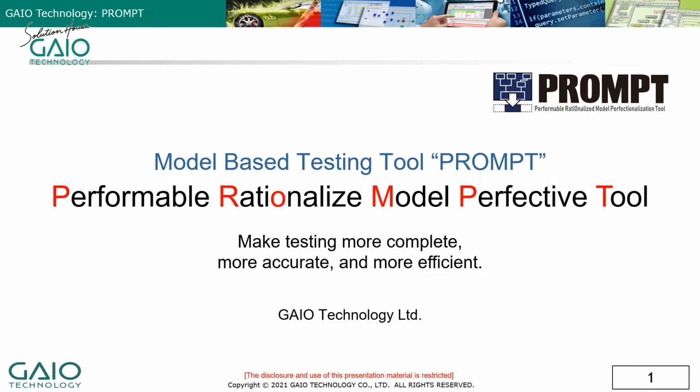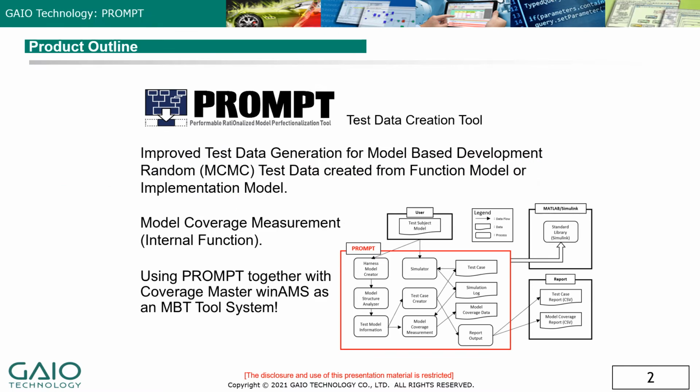GAIO Technology presents Prompt, our new test tool for model-based development that helps make testing more complete, more accurate, and more efficient. Prompt is a test data generation tool that uses randomly generated test data to prepare the most complete test coverage possible for model-based designs. The data can be used in our companion product Coverage Master Win AMS to provide a comprehensive model-based development test system.